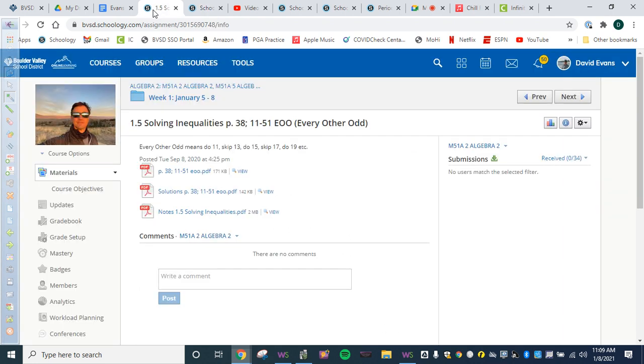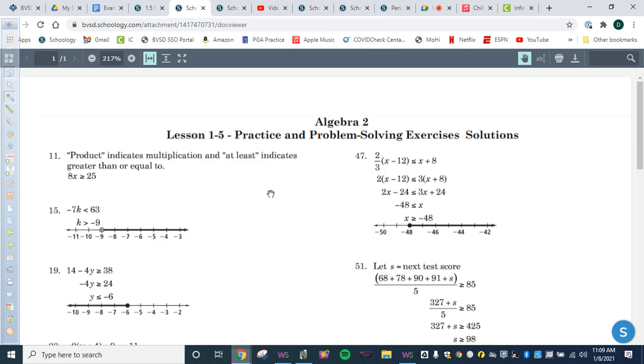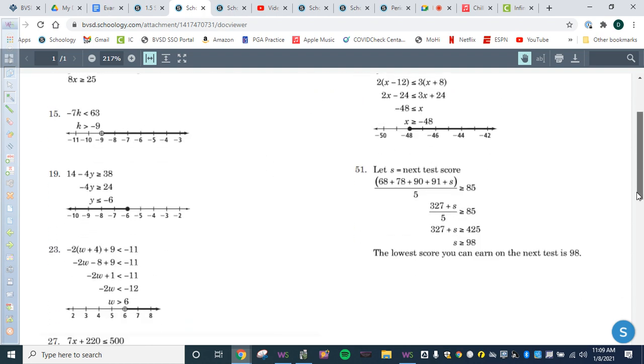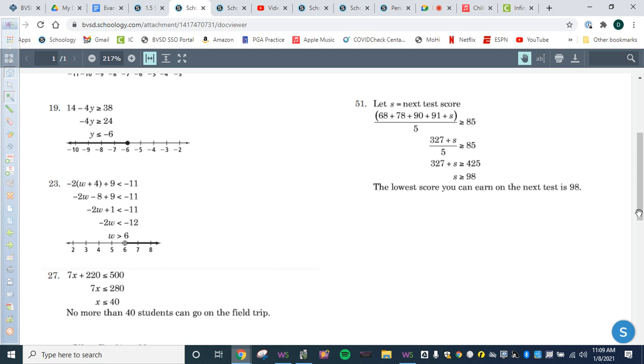The other thing I want to show you is the solutions. So right here, solutions, and you can kind of see how those solutions work. I only put down the problems that you do. Do 11, skip 15, skip 17, do 19, like that, right? So the solutions will show you, if you look at 21 right there, they'll show you the steps of the problem. Yes, you could just copy it down.